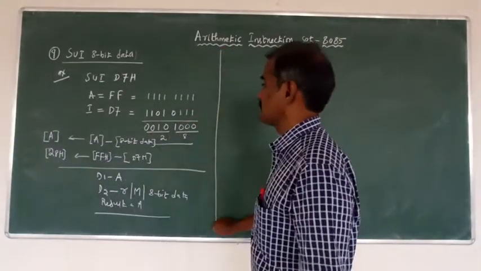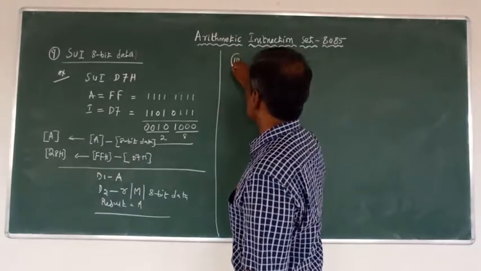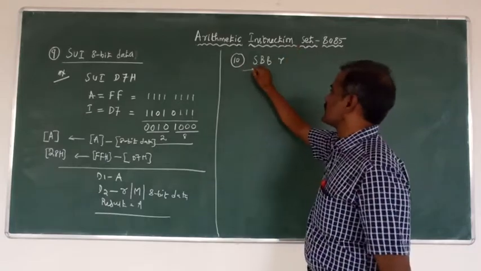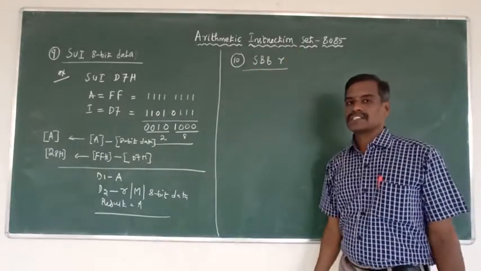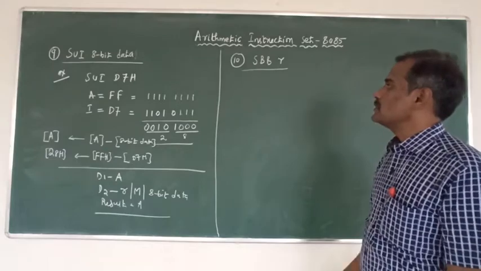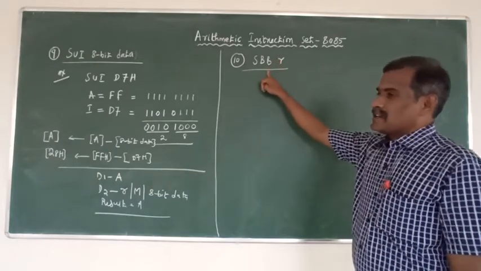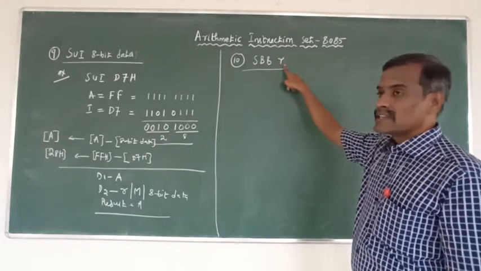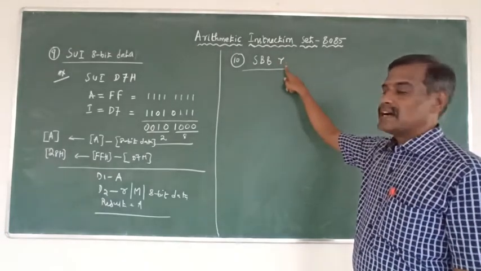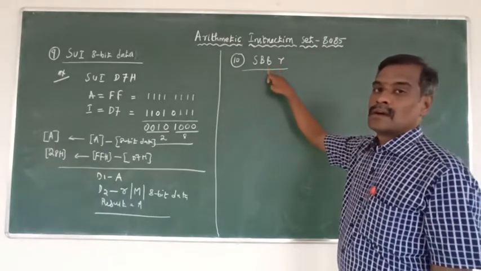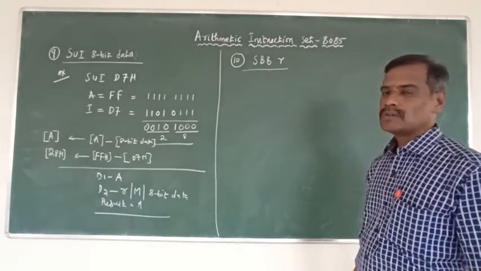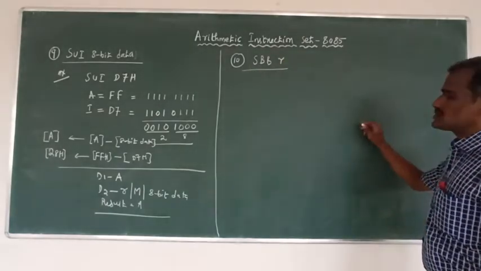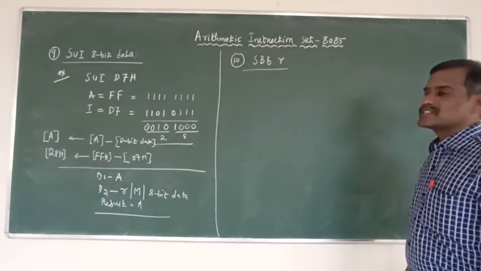Next one, the 10th instruction, SBBR. SBBR is used to subtract two 8-bit data, with data 1 in the accumulator and data 2 in the given register content, and subtract with borrow status. When can we use this instruction? Suppose we want to subtract two 16-bit data.